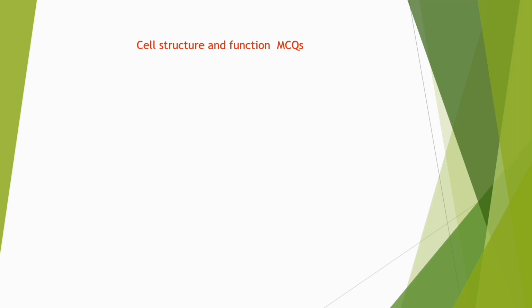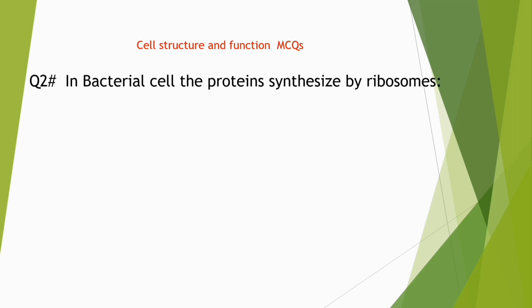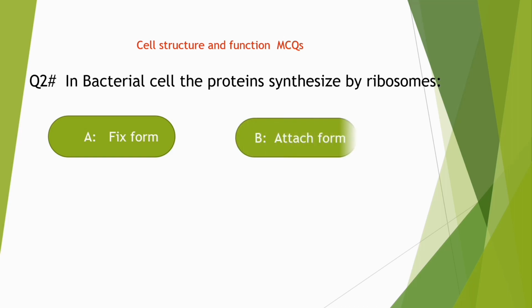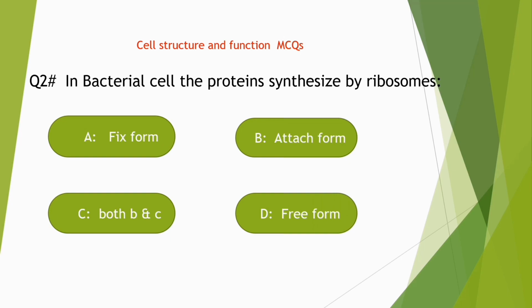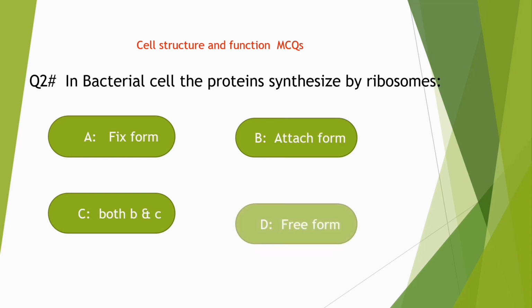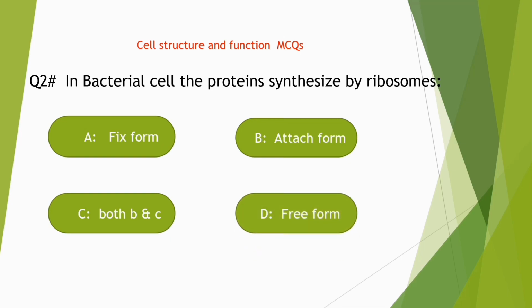Cell structure and function. In bacterial cell, the protein synthesized by ribosome: option A, fixed form; B, attached form; C, both B and C; D, free form. The correct option will be option D.